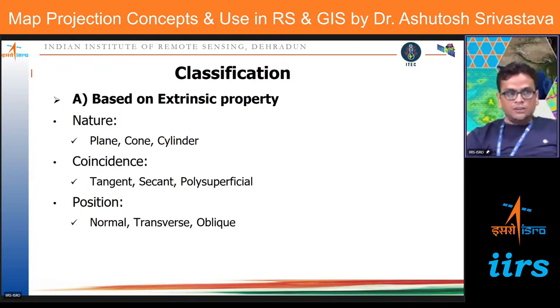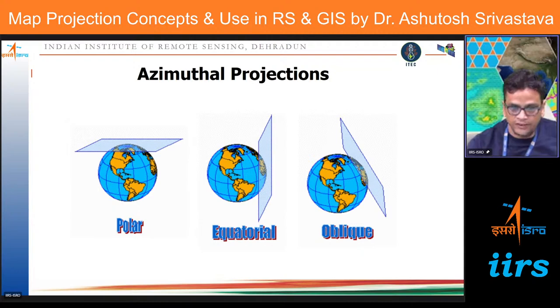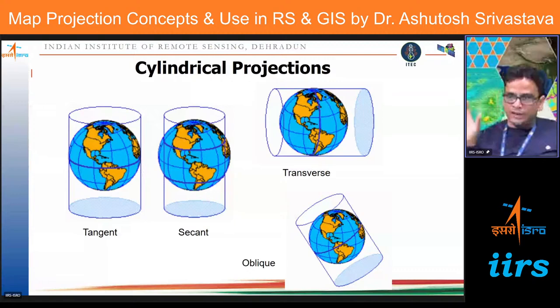When we classify these projections, nature-wise we can define them as plane, cone, cylinder, coincidence, tangent, secant, and superficial, and position-wise as normal, transverse, and oblique. So we know about the nature-wise plane, cone, and cylinder. Okay, now we will go with the figure. You can see here the plane, cone, and cylinder. We are taking one example of a cylinder.